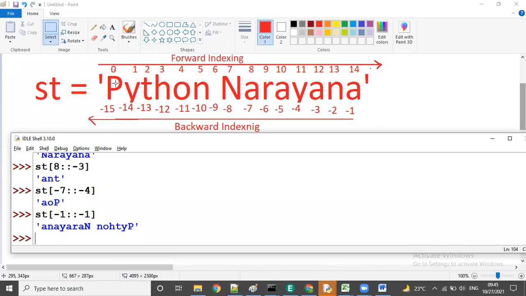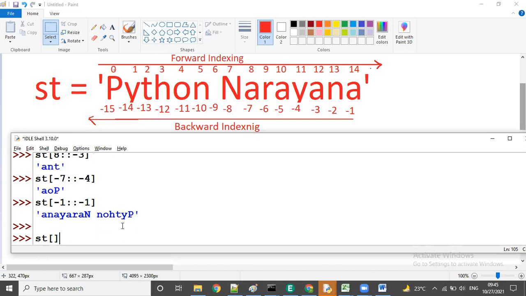In the interview, there is a question: how to reverse a string without using any predefined function? You can say simply string of -1 double colon -1 gives the string reverse only. If anybody asks how to reverse a string without using any existing functions, you can simply write string of -1 double colon -1, it gives the string reverse, guys.